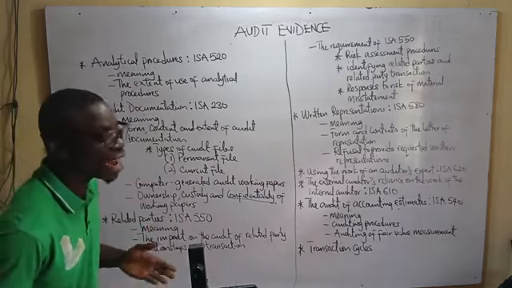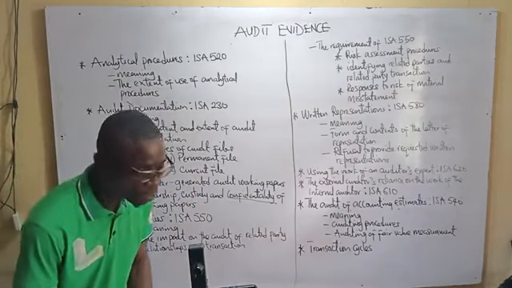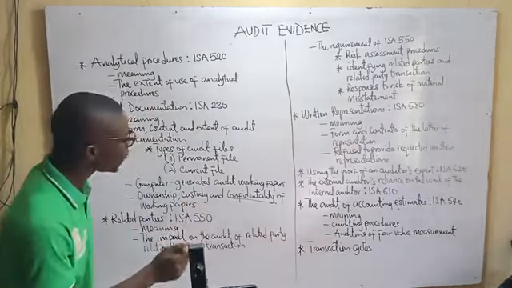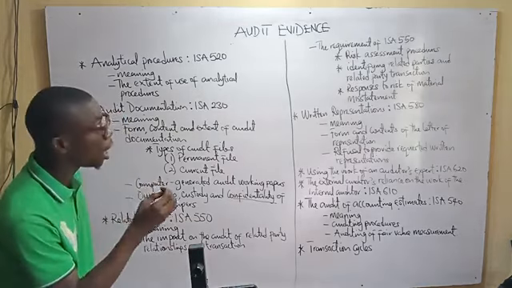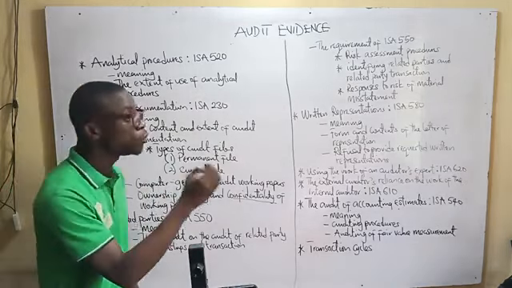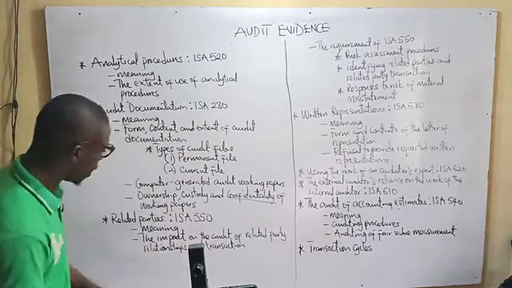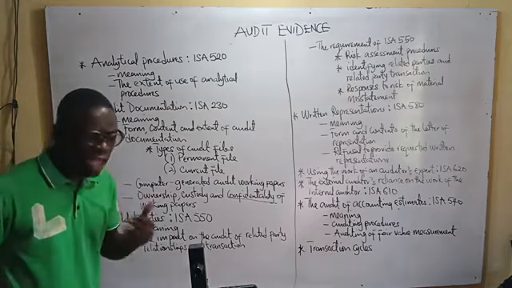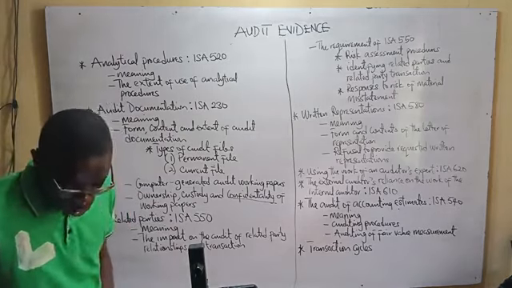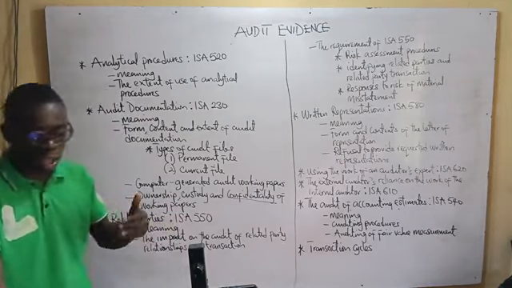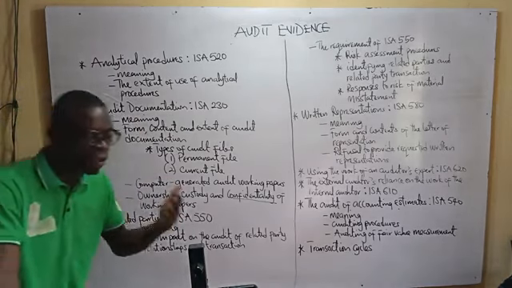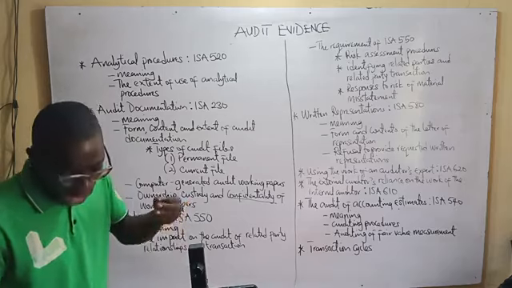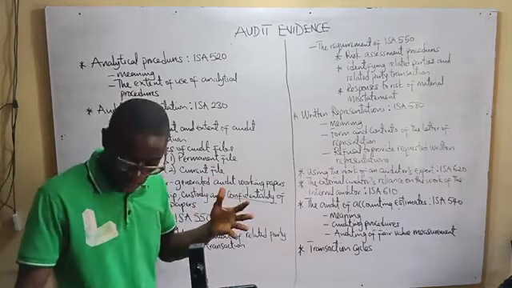Some may have a high risk of material misstatement. Some may not have risk of material misstatement in the financial statements. Now, what are the circumstances that can cause related party transactions to have material misstatement, to have a high risk of material misstatement?